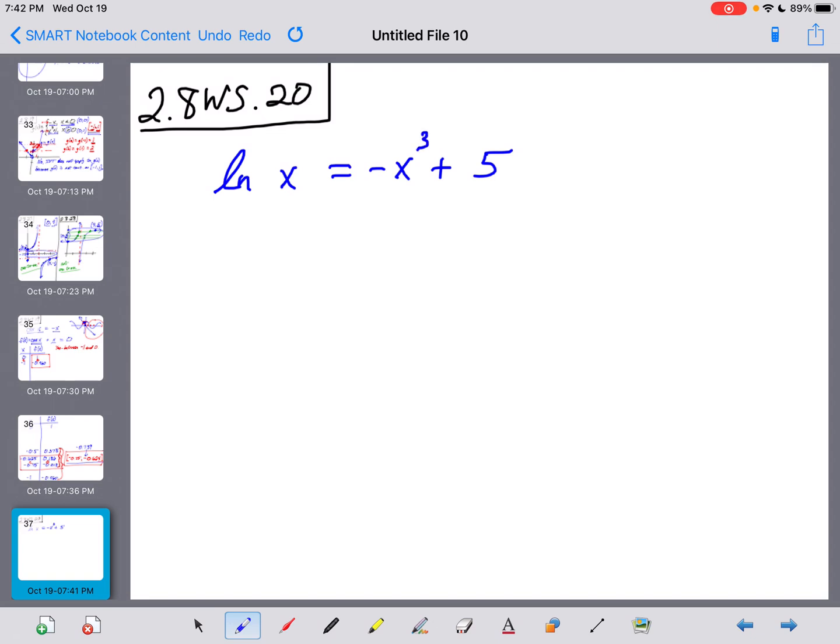You might have written that right side as 5 minus x cubed. Might actually be cleaner, but I want to be consistent with how we handle less than and more than. So whatever, either way is fine. Okay, so there's the equation.